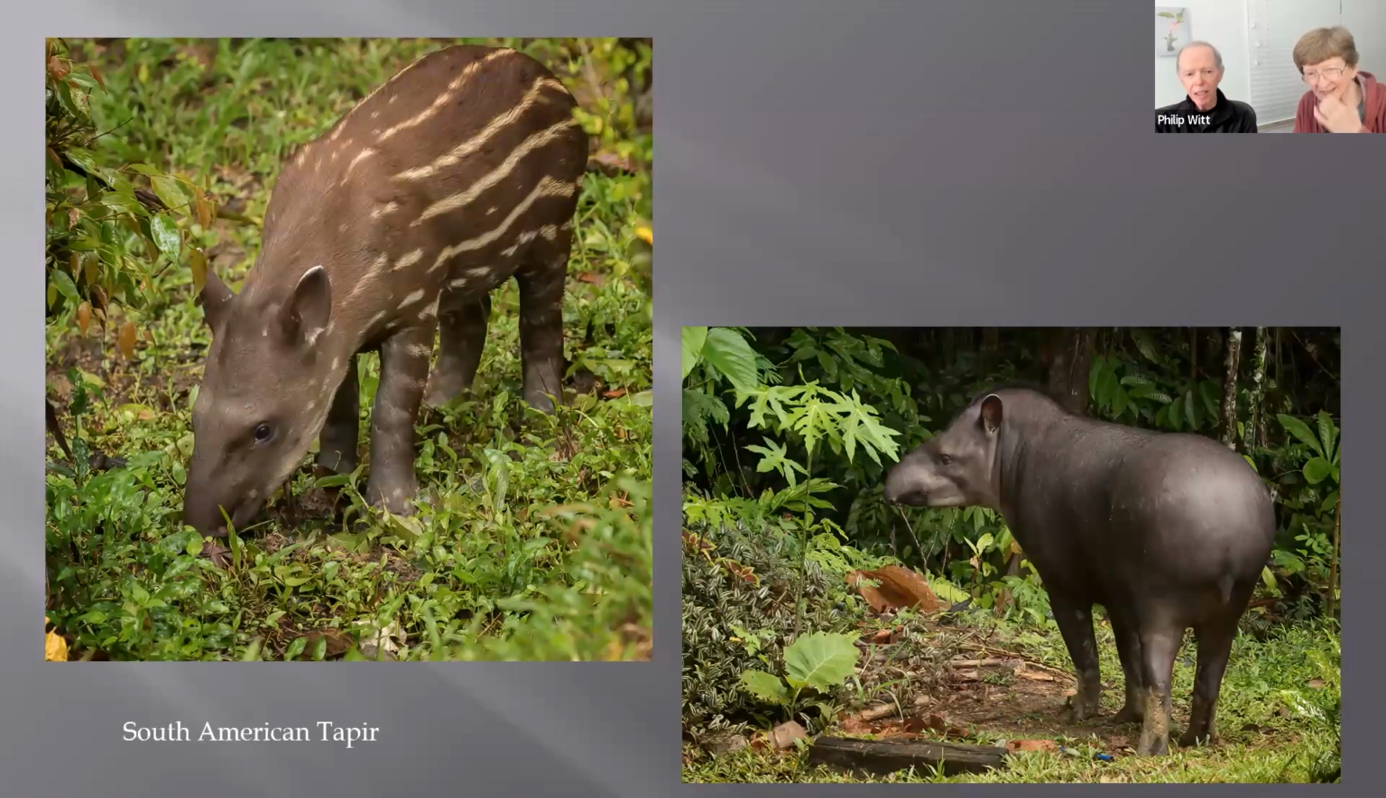And then tapirs. These are as big as a small horse. This adult on the right is probably 3 or 4 feet high at the shoulder, and muscular, all muscle. Stocky. Even though they look like pigs, they're much more closely related to horses and rhinos than they are to pigs. This is a juvenile, the striped one on the left. They can swim too. We've seen them swim across the Amazon where just their snout is sticking up.